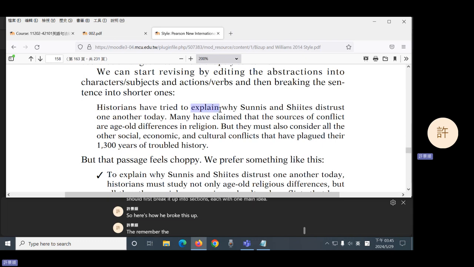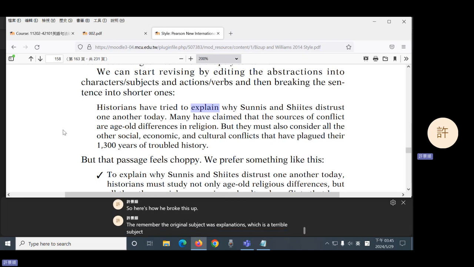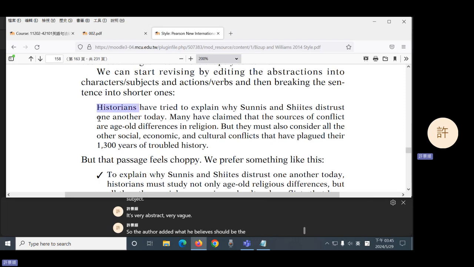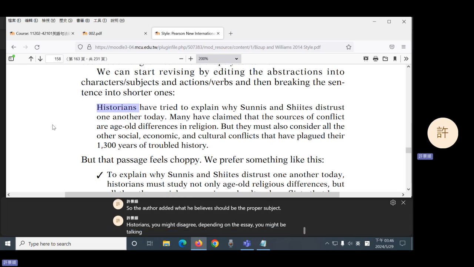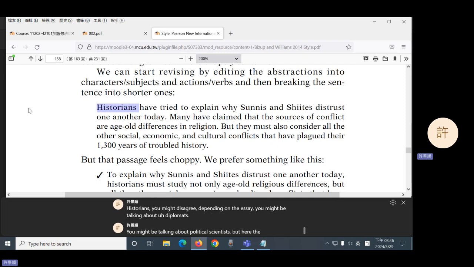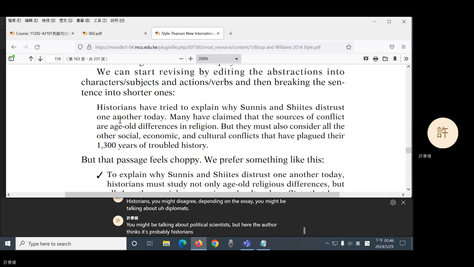Remember, the original subject was explanations, which is a terrible subject. It's very abstract, very vague. So the author added what he believes should be the proper subject, historians. You might disagree. Depending on the essay, you might be talking about diplomats, you might be talking about political scientists, but here the author thinks it's probably historians.